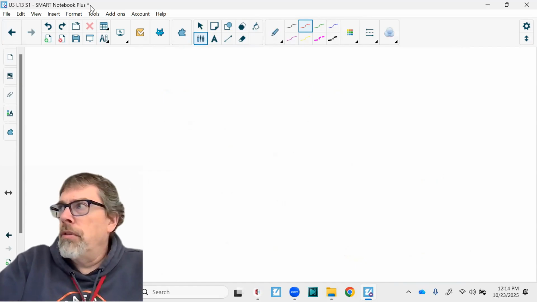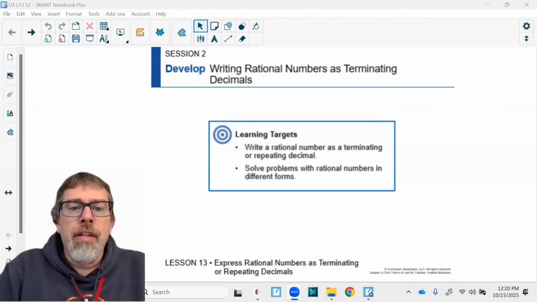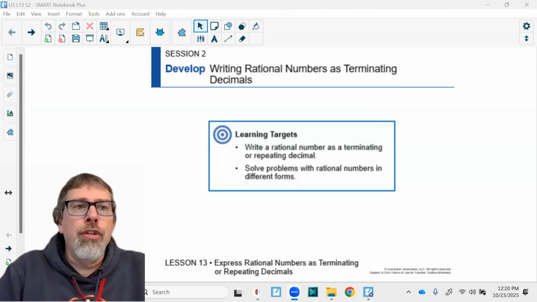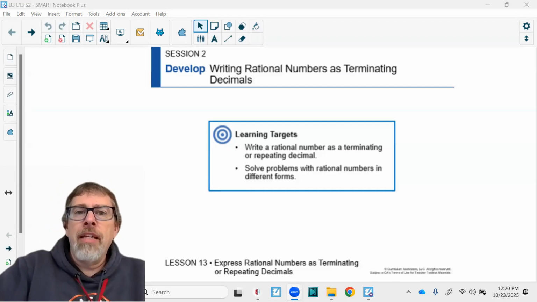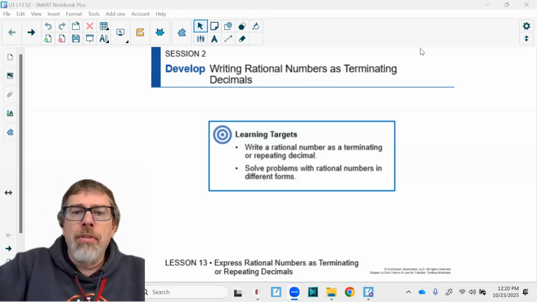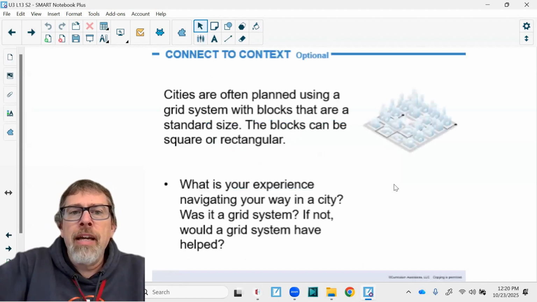Hi there, Mr. Holcomb here with the rest of the lesson. This is session 2 from lesson 13, writing rational numbers as terminating decimals. Okay, so we're same learning targets as session 1, so I'll continue, skip past that.